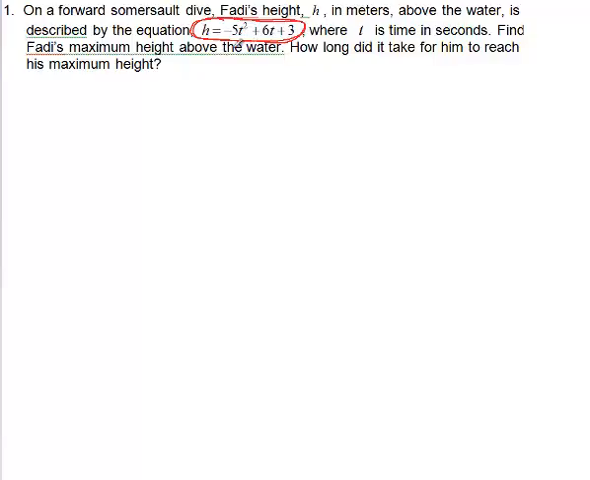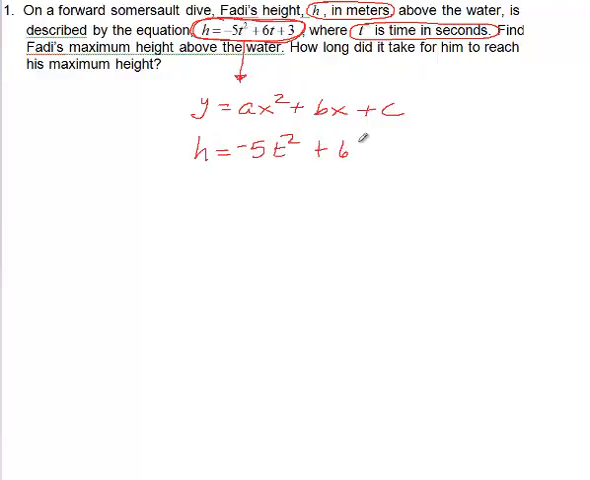Now, how do I know it's a quadratic? Well, it describes the height of a dive, okay? As you can see, Fatty's height, h, the letter h means meters above water, and t is the time in seconds. This is a very common type of quadratic equation. It's the same as y equals ax squared plus bx plus c, isn't it? Except we're writing it as h equals negative 5t squared plus 6t plus 3.